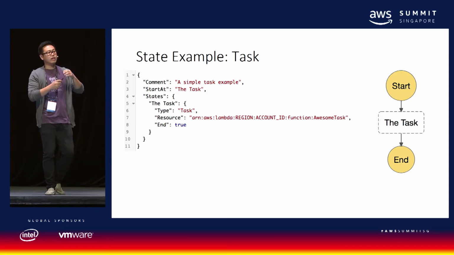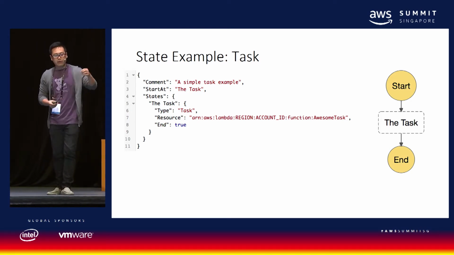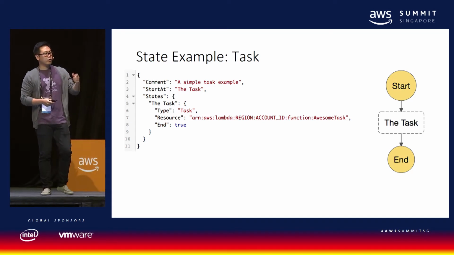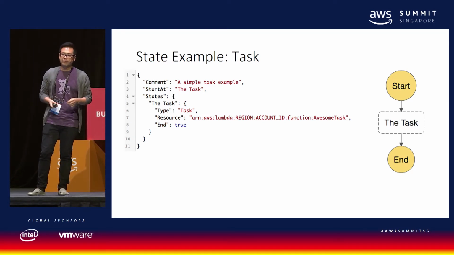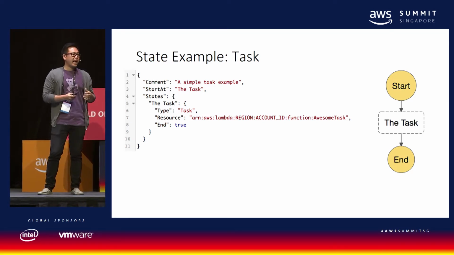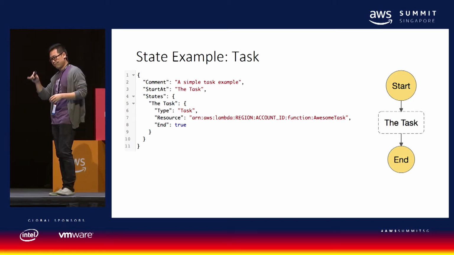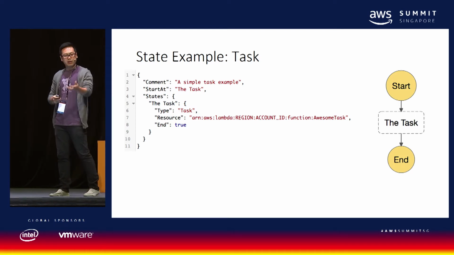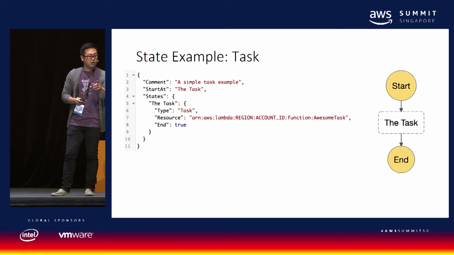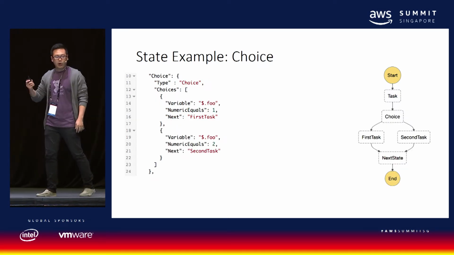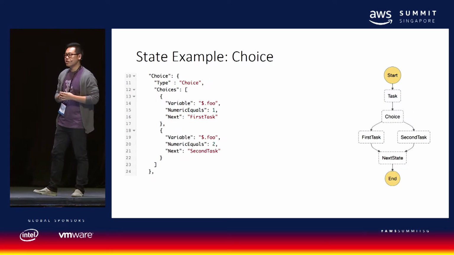And then you have States, and you're going to list the states out. So you have the type, which is Task. And then you have a resource, which is an ARN pointing to a Lambda. Now, it doesn't have to be a Lambda. It could be an activity running on an EC2, just polling the step function, saying, hey, do you have work for me? But in this case, we're going to go ahead and use a Lambda. OK, then we end.